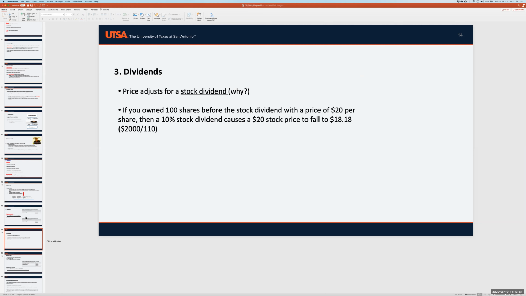So price adjusts for a stock dividend. Why? If you own 100 shares before the stock dividend with a price of 20 per share, then a 10% stock dividend causes the stock price to fall 20 to 18.18, because basically the company issues new stocks, and this causes stock dilution.